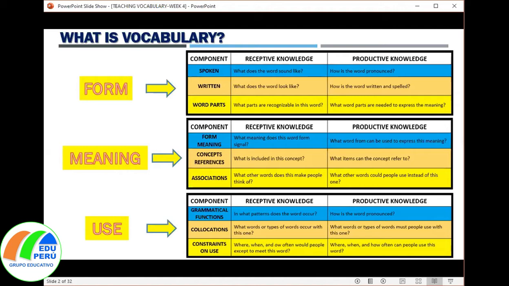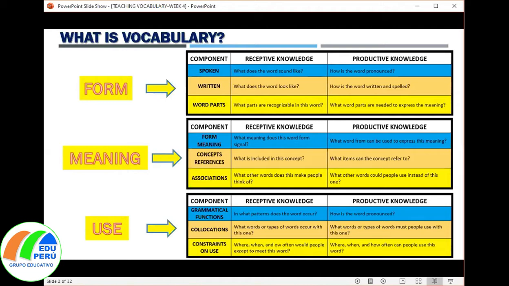So we're going to teach, or we are going to acquire these words to produce messages, ideas, anything else. Related to the form, remember we talked about how you pronounce it, how it is formed, the parts, the components of the word. In the meaning, what is the concept, the definition, the use, where can you find this word, in which situations can you use it according to the meaning.